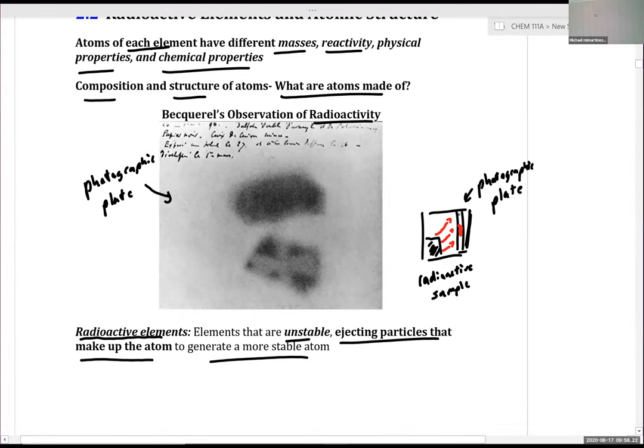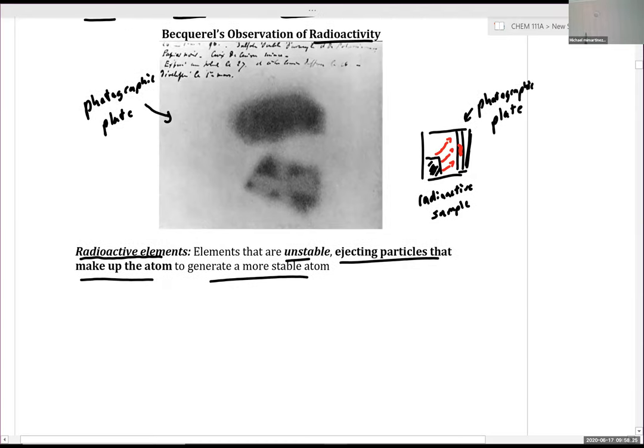The main thing that I want you to take away from this picture, and the main reason why this picture is so interesting, is that it shows a few things. First, this radioactive element is unstable and it's clearly emitting particles or energy. And that energy is capable of staining our photographic plate. We also have a method for observing radioactive emissions in a somewhat crude manner.